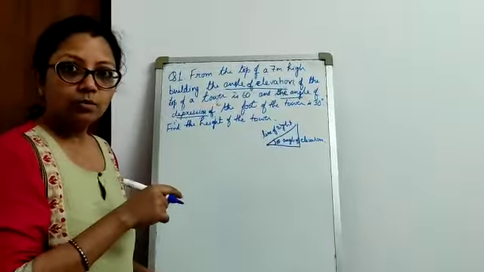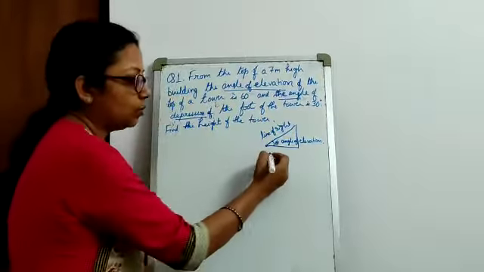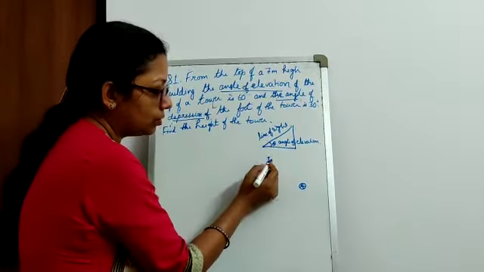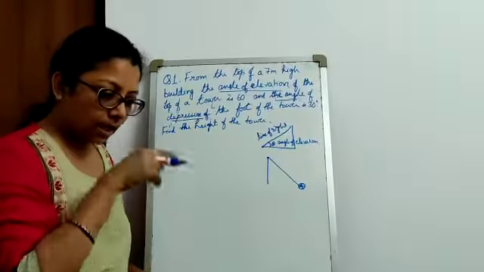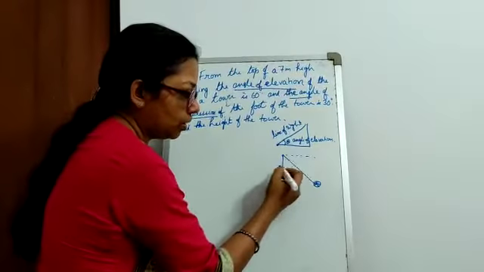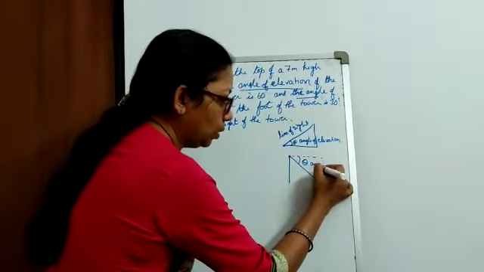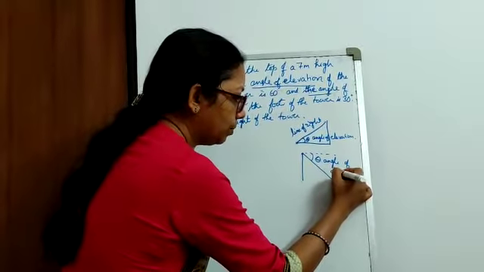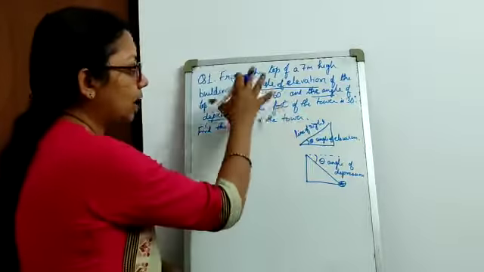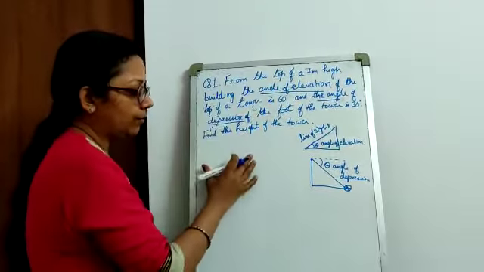Similarly, when I look down, suppose I am sitting on top of a tall building and on the ground there is a football. When I look at this football, my eyesight will be like this. So this is the line of sight, and if I draw a horizontal here, this is the angle of depression. When I am looking down, the angle of depression is formed. So this concept we have to apply here. Let us now read line by line and frame the diagram.